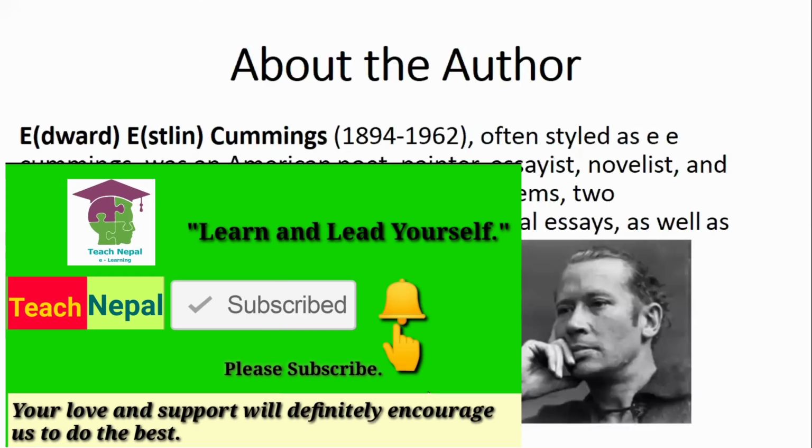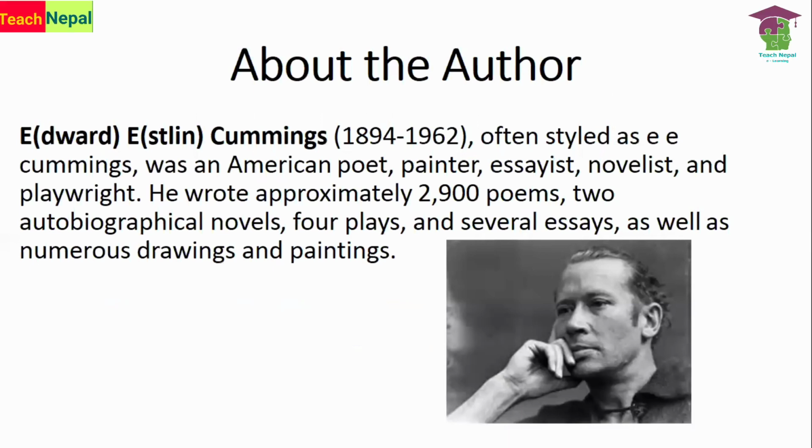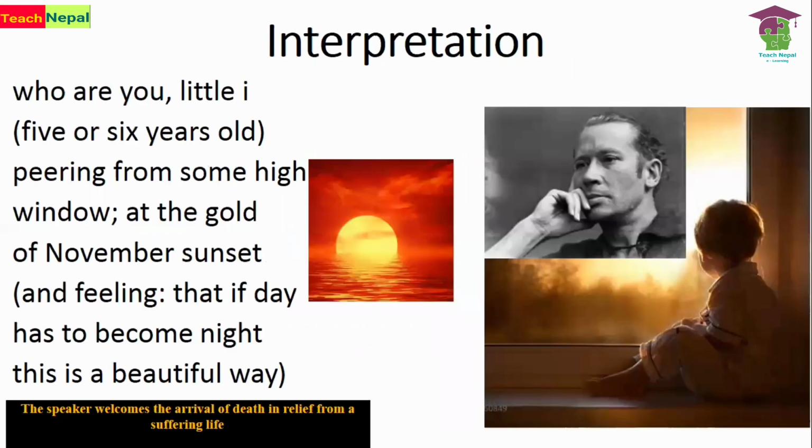Now let me begin with the poem here. At first, about the author, Edward Estlin Cummings, often called E. E. Cummings. He was an American poet, painter, also essayist, novelist, and playwright who has written almost 2,900 poems. It's too many for a writer. So now let's directly go to the poem here.